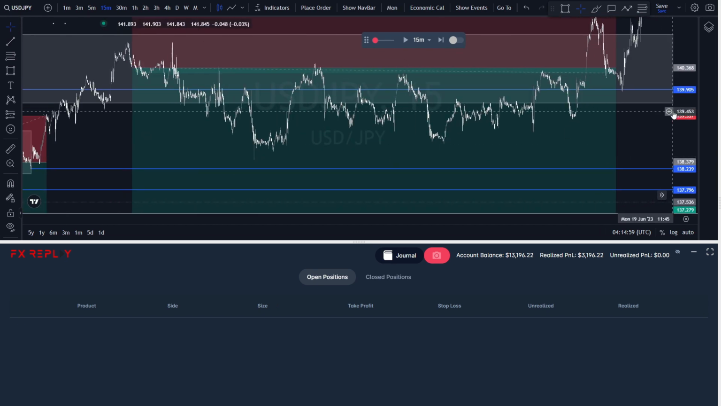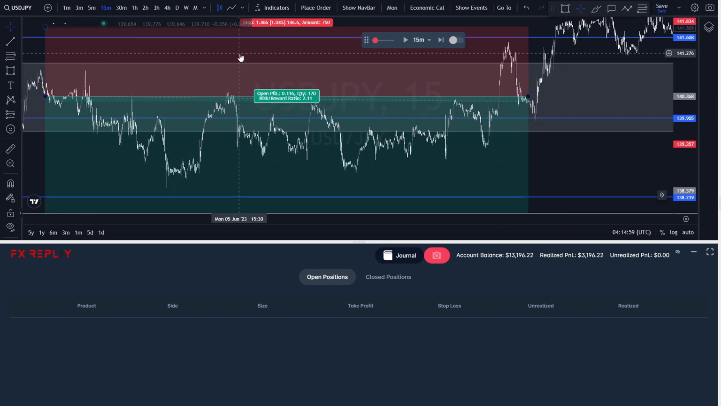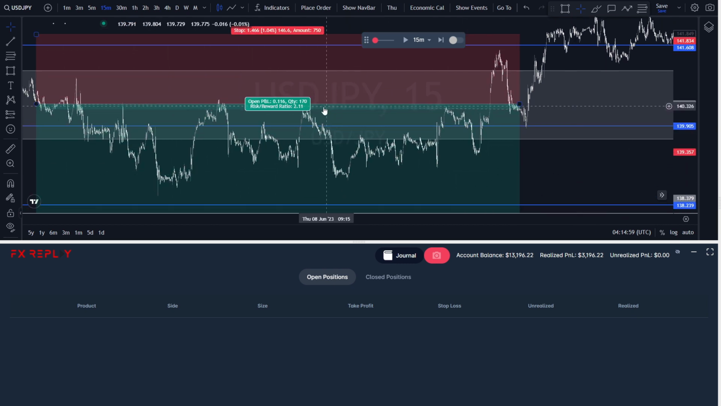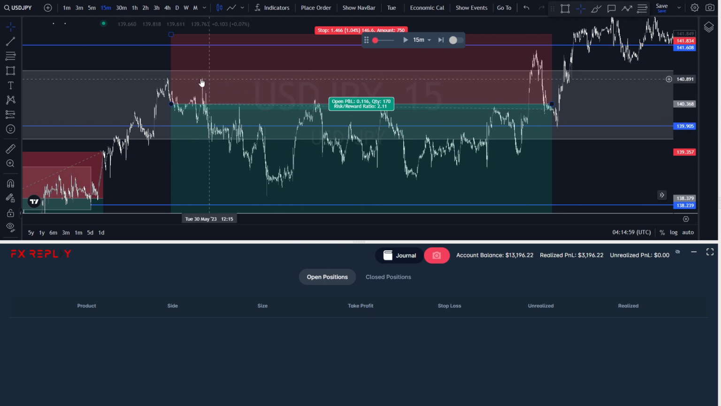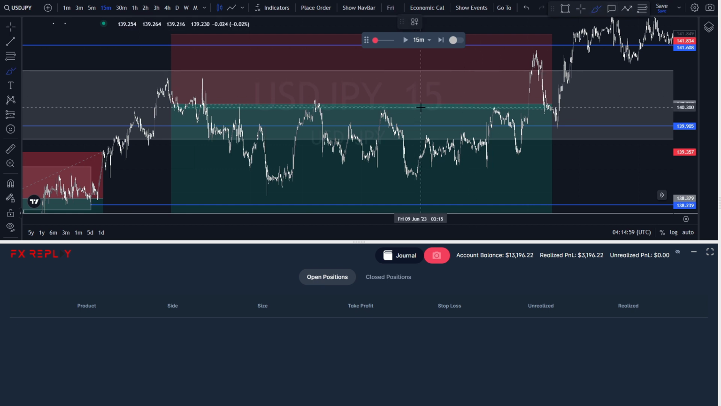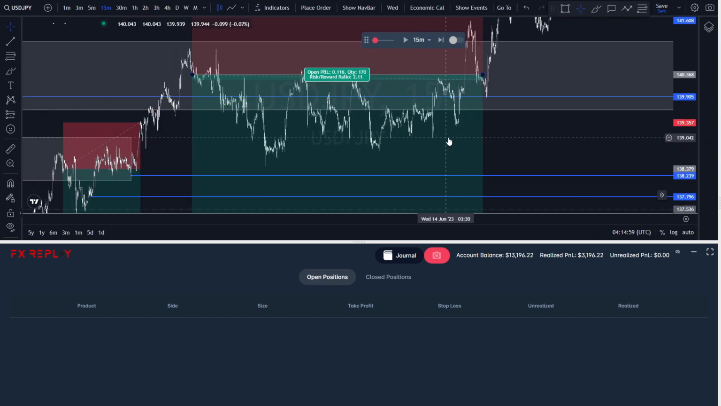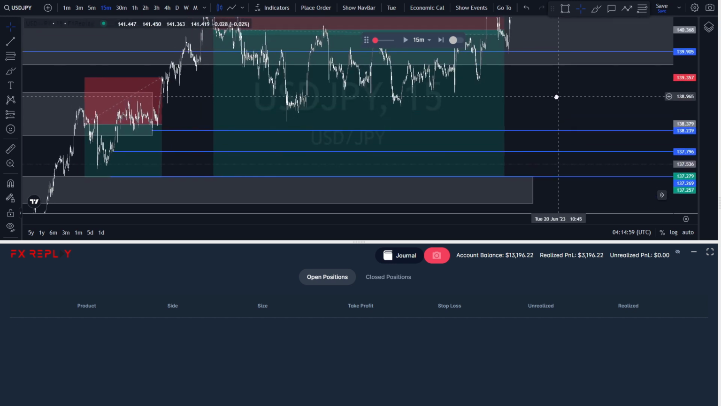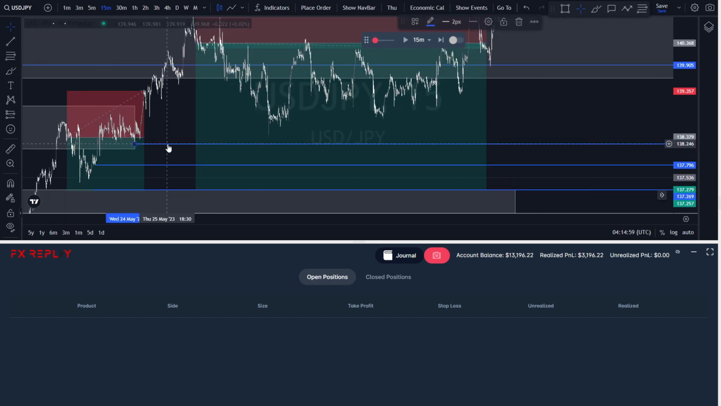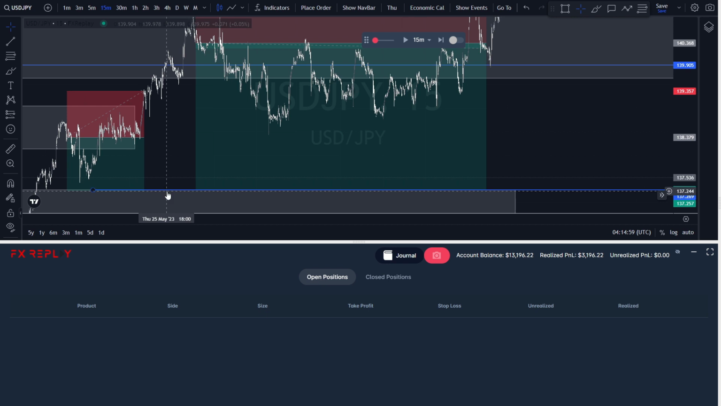Once price went back up and then consolidated a bit right here, at this point I moved my stop loss down to, I believe, about this area, at least break even. And so I got stopped out, still made profit, but 3 take profits were not hit, so that's that.